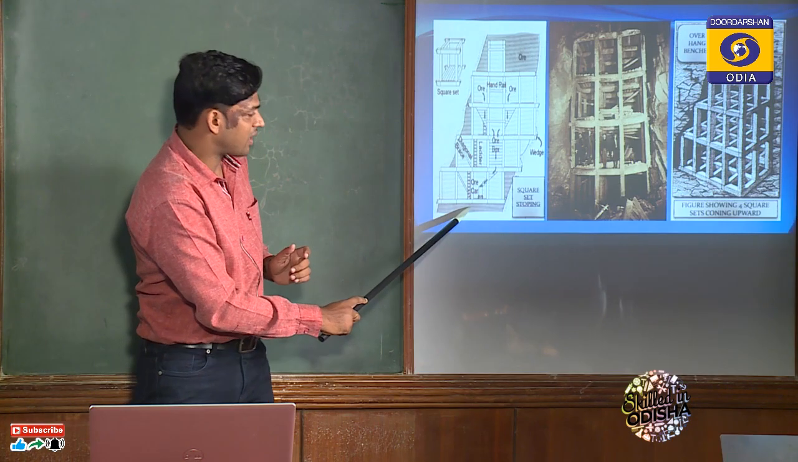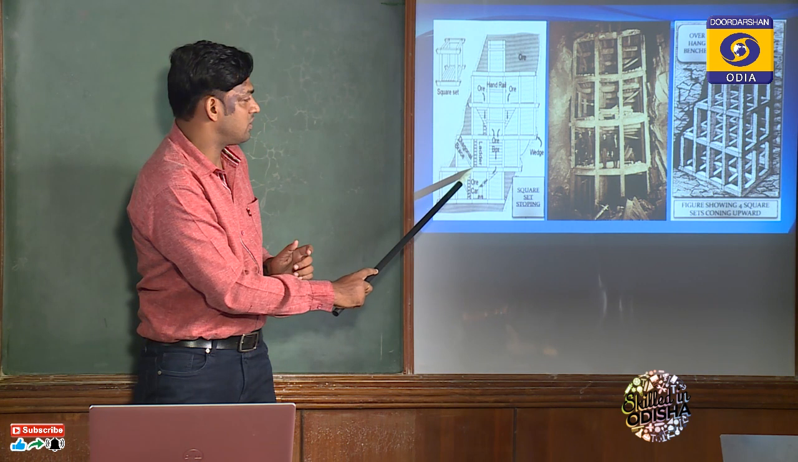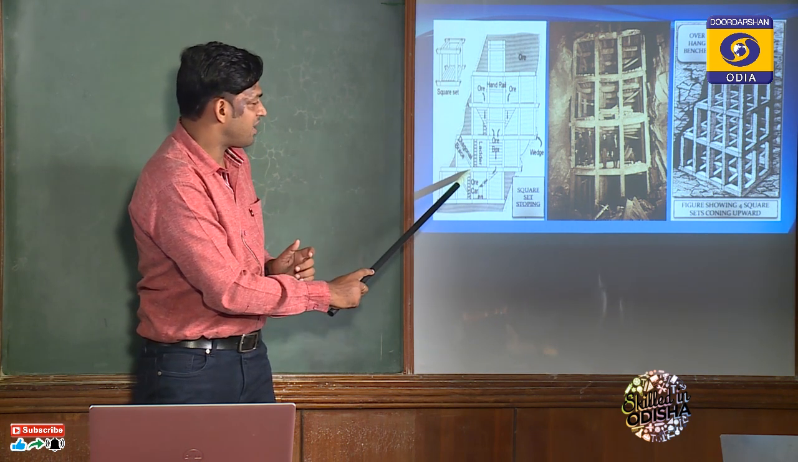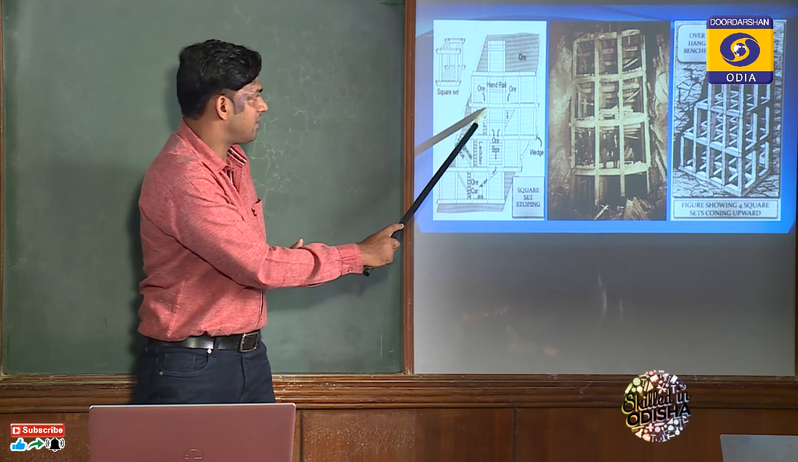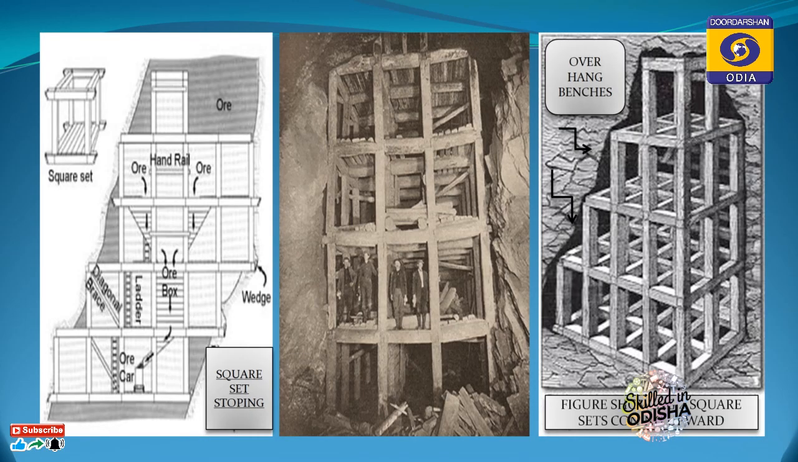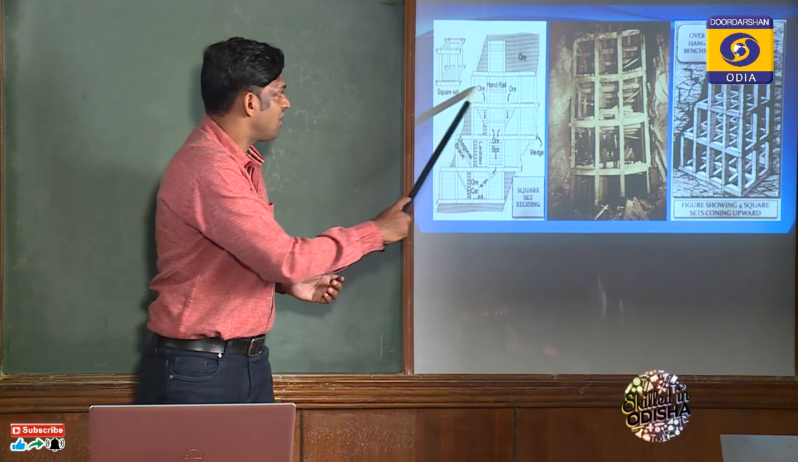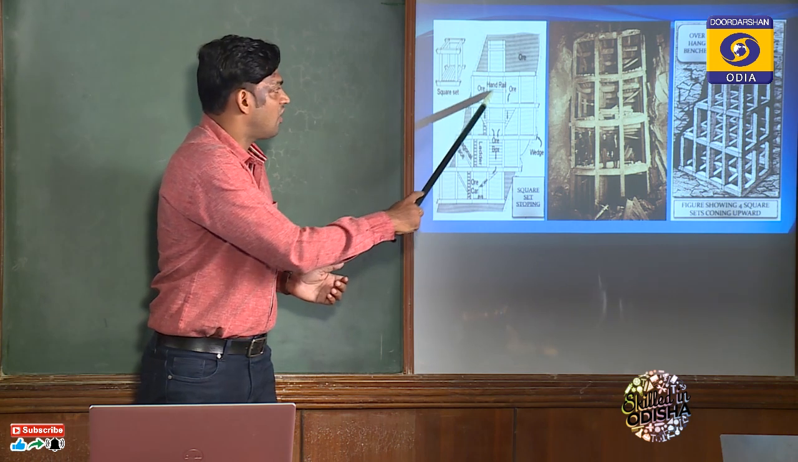From here the worker may access the top square set by utilizing this ladder. By this ladder some handrails are there for the support of the workers. These are the ores. The ore is already stoped. The ore is already blasted.